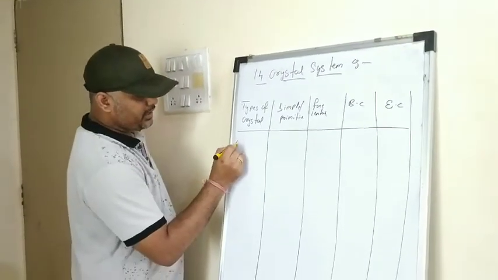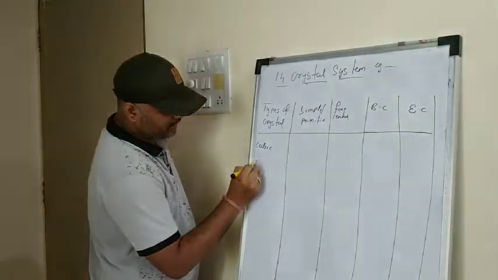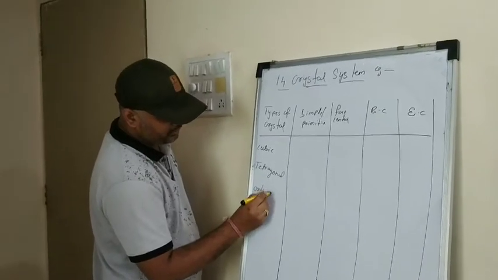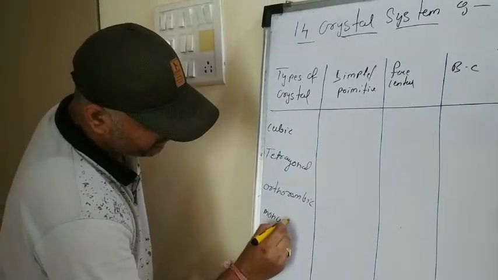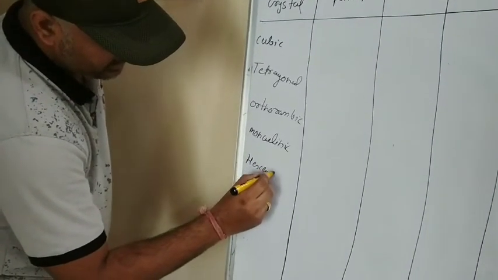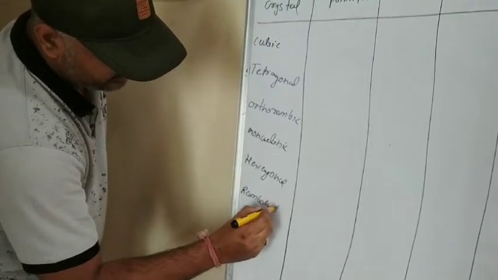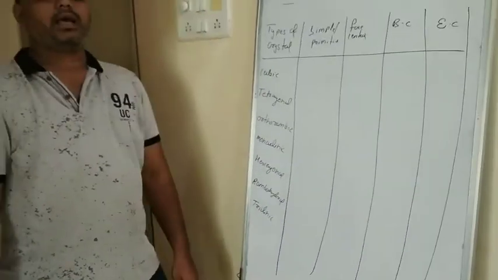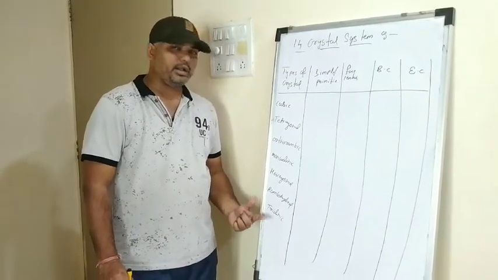Now first we will begin with the cubic. We'll write down all the 7 crystals. Cubic, tetragonal, orthorhombic, monoclinic, then hexagonal, rhombohedral, and triclinic. Right? So this is what we have learned yesterday. Types of a crystal: cubic, tetragonal, orthorhombic, monoclinic, hexagonal, rhombohedral, triclinic.